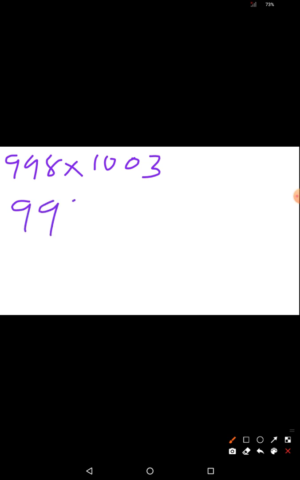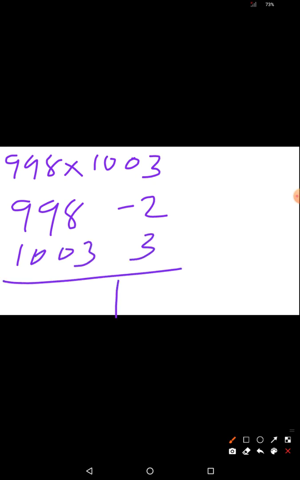So our question is 998 into 1003. That is the question. 998 into 1003. Okay. So 998, it is 1000 minus 2. That is the representation. Now 1003. So 1003, 3. That is the representation. So we'll do this one. 1003 minus 2. So you will get 1001. Then 3 2s are 6, right?